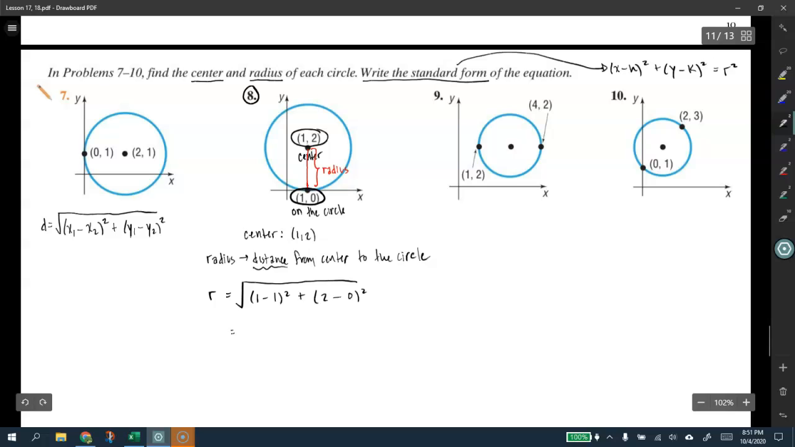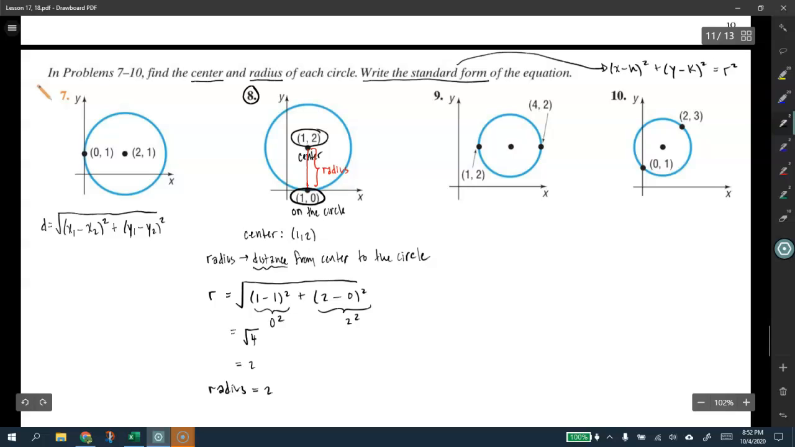And so when we do something like that, we're going to end up with basically a 0 squared and then a 2 squared. So 0 squared plus 2 squared is basically 0 plus 4. And so we end up with the square root of 4. And the square root of 4 is 2. So once we have that, we now have the radius of the circle. The radius of the circle is equal to 2.